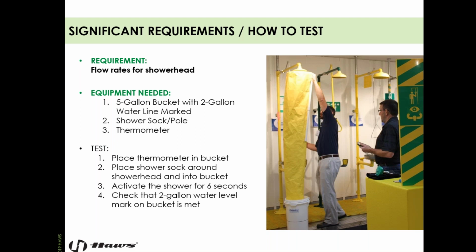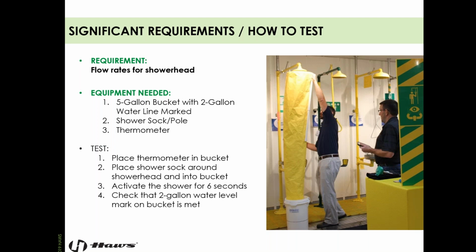So for testing the shower and the flow rates, because this we're actually going to measure the amount of water coming out of the equipment, you're going to need that 5-gallon bucket with the 2-gallon water line marked. You're going to need the shower sock and pole, and you're going to need a thermometer. Toss the thermometer in the bottom of the bucket. You're going to place the shower sock around the shower head and into the bucket. Remember that, depending on the brand of equipment you're using, some of us utilize flow controls and some of us don't. If you're going to get a Haws, you're not going to have a terribly hard time doing this. But some other brands, they pump out all the water. There's no flow restrictors. So hold that shower sock tightly around the shower head. Otherwise, you're going to get wet and you're going to be changing your shoes.